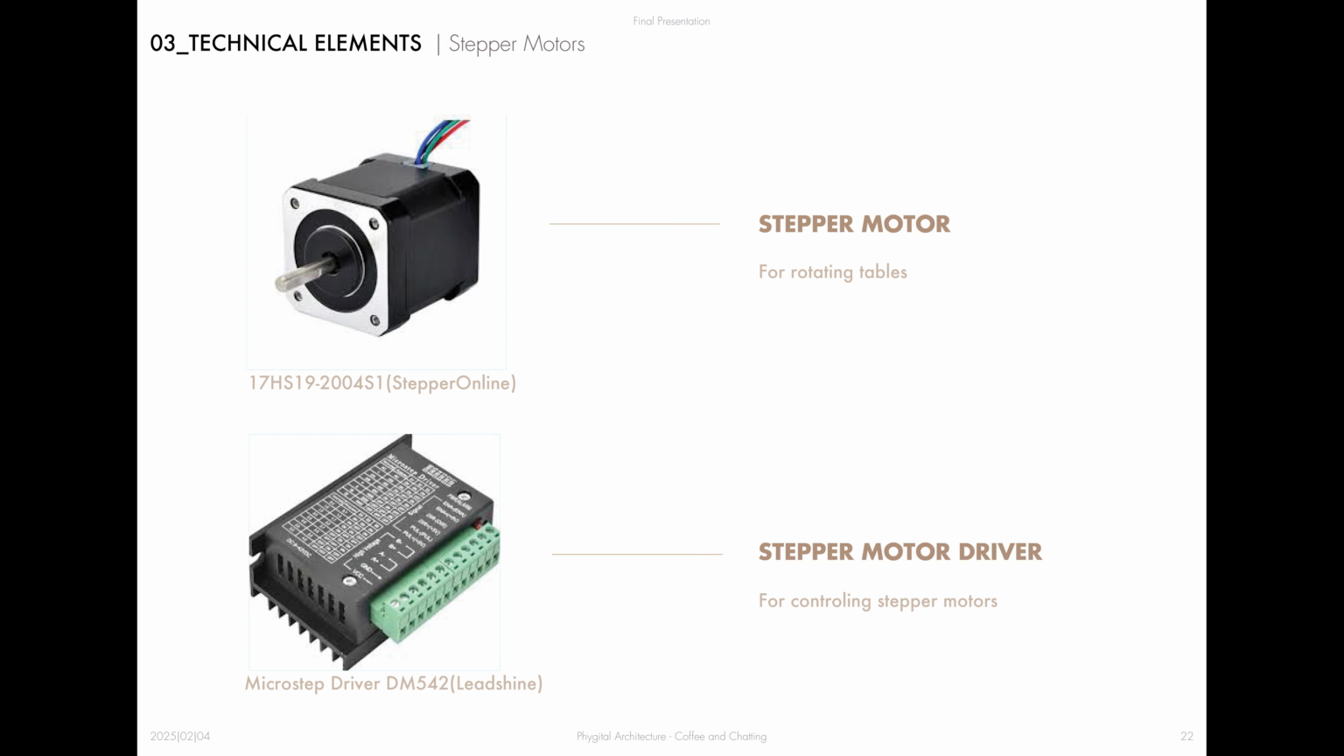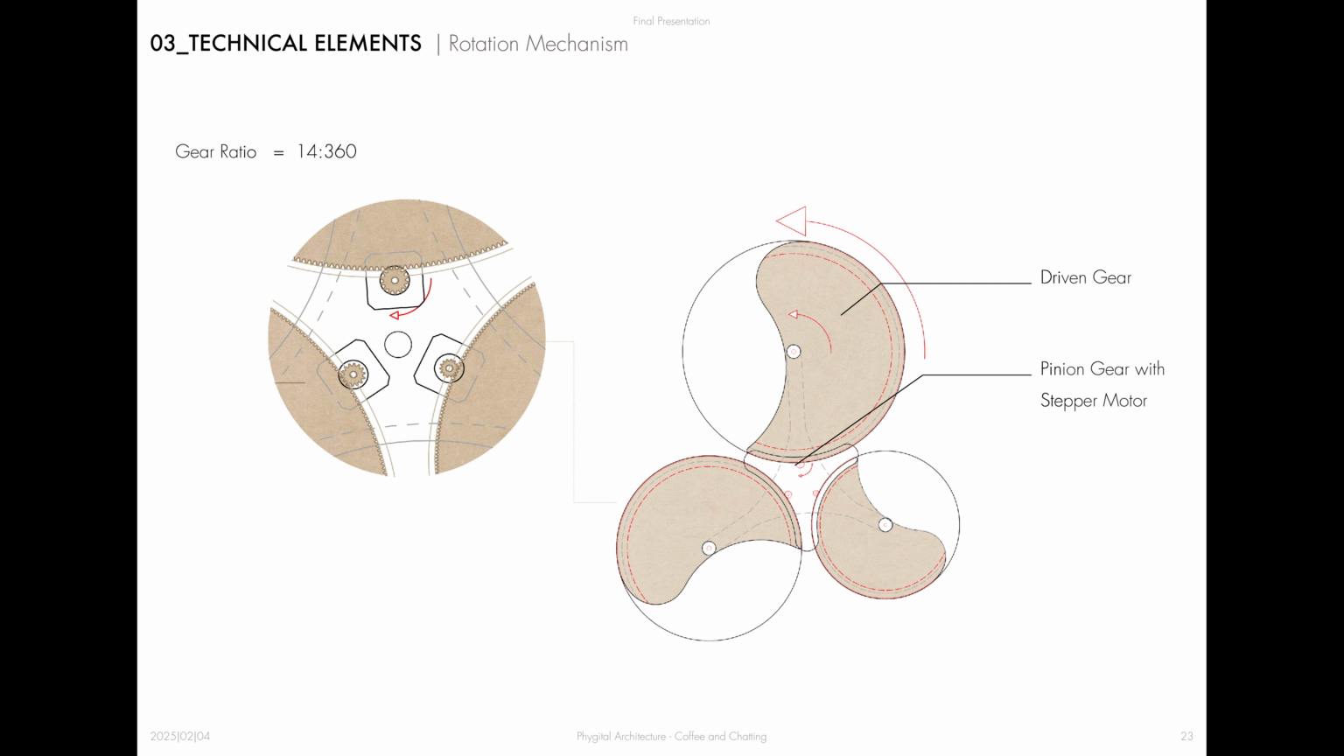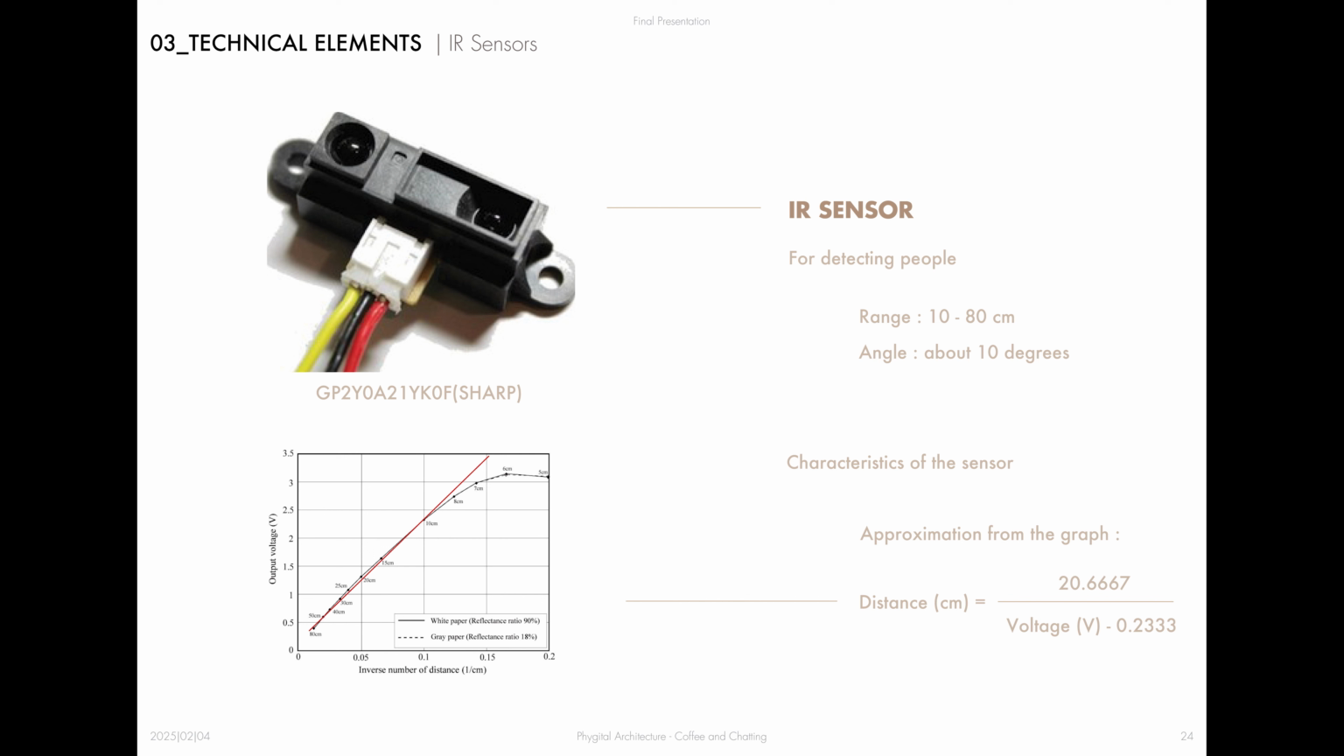I want to talk about the technical aspects and algorithms. We will use stepper motors for the rotating tables. To control the stepper motors, we will also use stepper motor drivers. The stepper motors are placed at the center of the tables, and there are driven gears on the table's edge. As for the sensors, we use infrared, IR sensors to detect people.